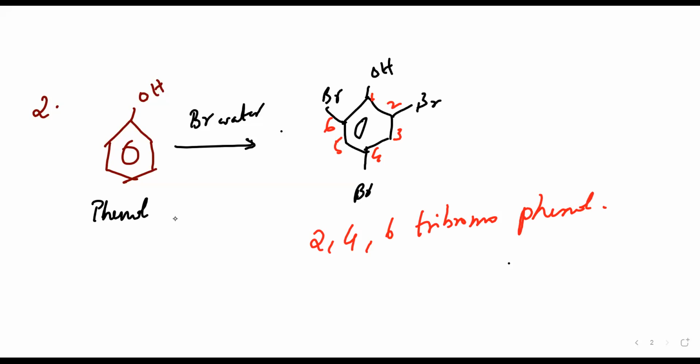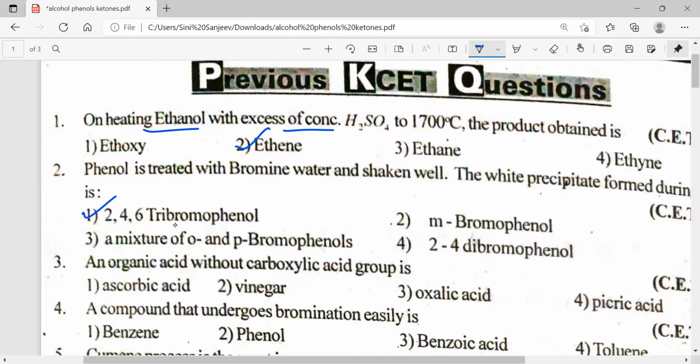So let's see the third one. An organic compound without the carboxylic acid group. Options: ascorbic acid, vinegar, oxalic acid, picric acid. Vinegar, in the sense, has a carboxylic acid group. The basic idea we should have is what a carboxylic acid group is. So this is again a direct question. Direct, in the sense, the carboxylic acid COOH group. Correct.